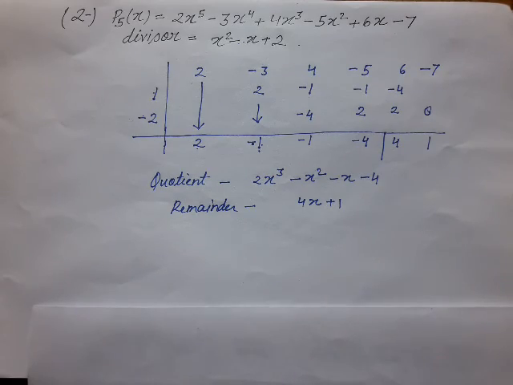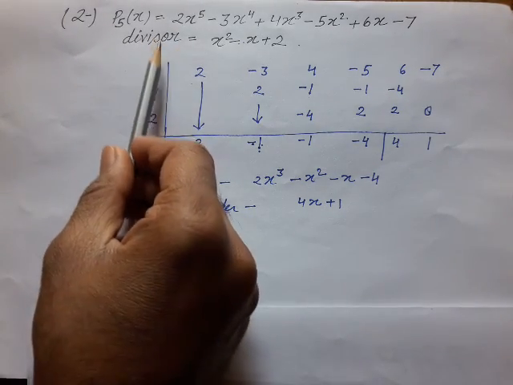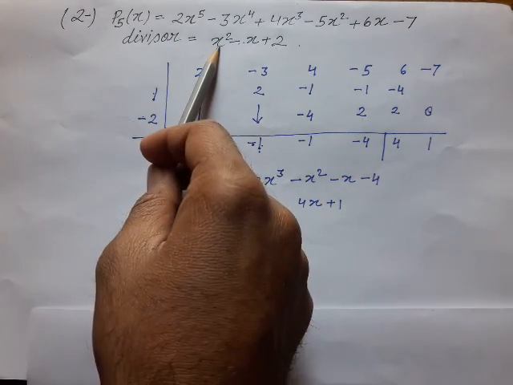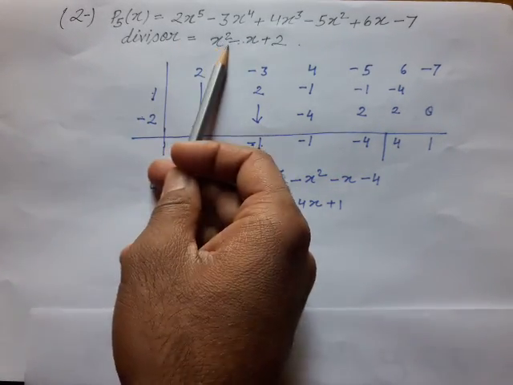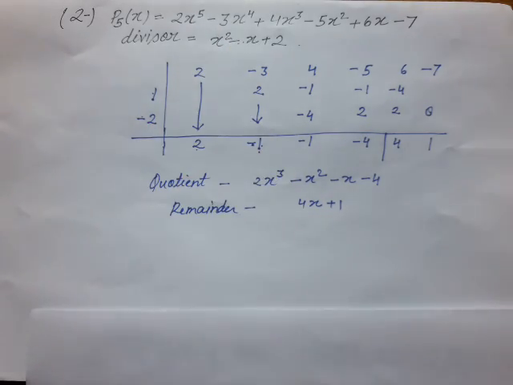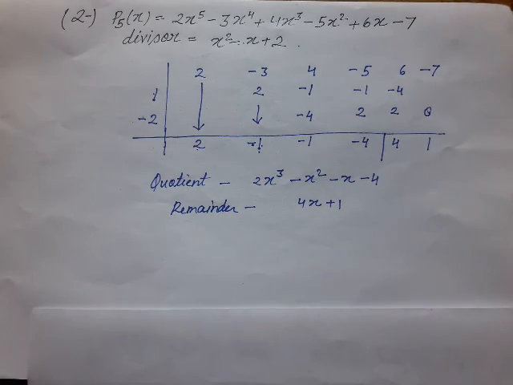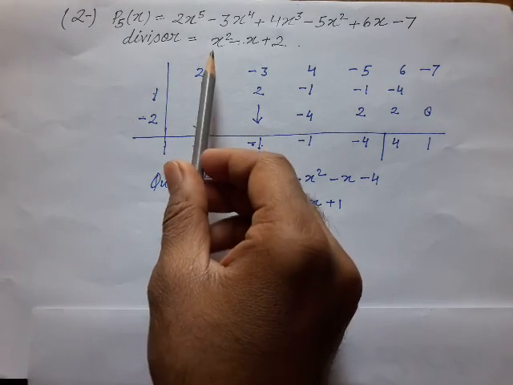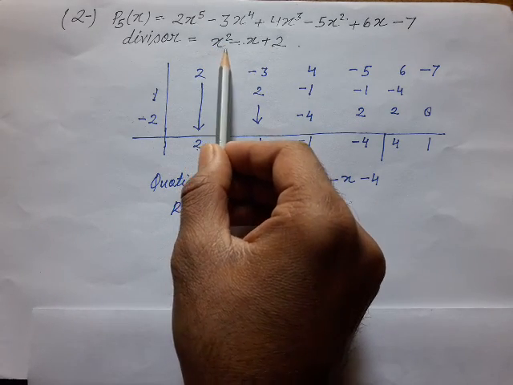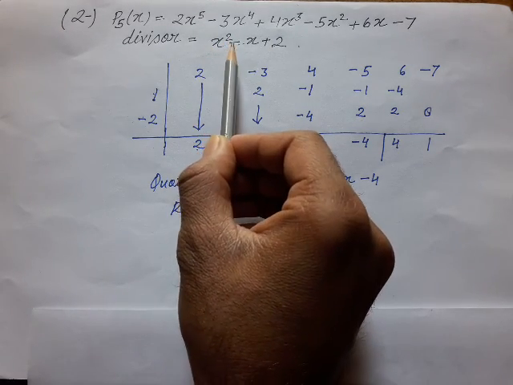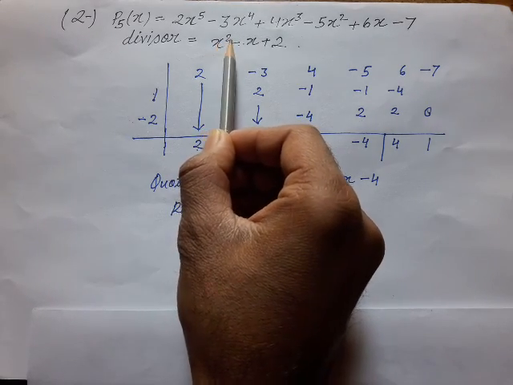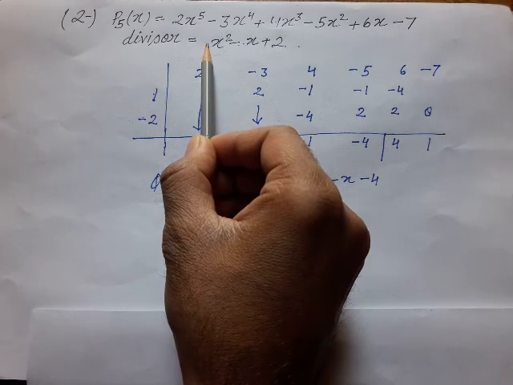Now we have another example. There is a polynomial of degree 5 and a divisor x squared minus x plus 2. The divisor is of power 2 and the polynomial is of power 5. You can see that this divisor is in the ideal form because the coefficient of the highest power of x is 1. Here the highest power of x is 2 and the coefficient of x squared is 1, so this is in the ideal form.